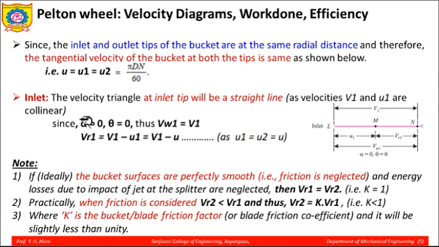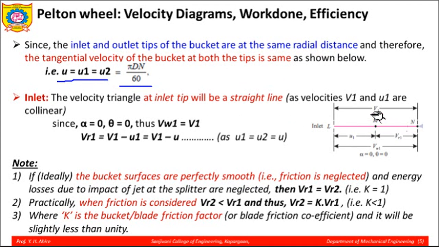Now, since the inlet and outlet tips of the bucket are at the same radial distance from the axis of the wheel, the tangential velocity of the bucket at both tips, that is inlet and outlet tip, will be the same. It means u1 is equal to u2 is equal to small u, that is nothing but pi into d into n by 60.